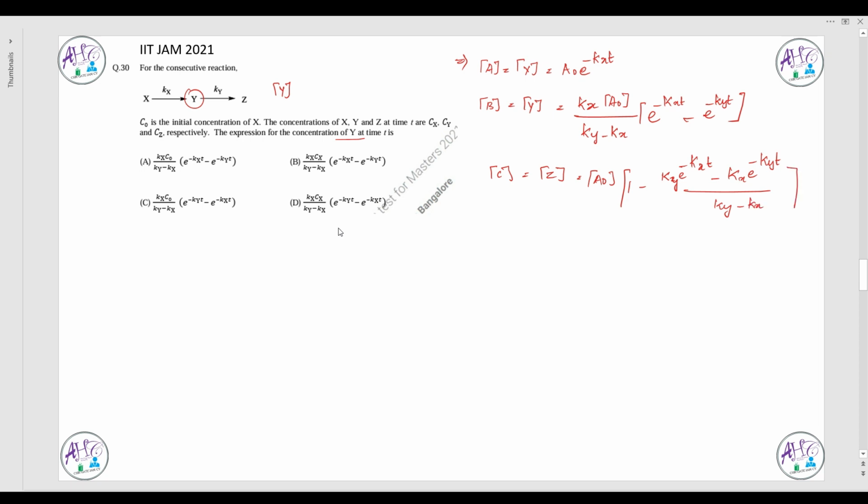So for consecutive reactions, in order to find your concentration of B, you need to solve differential equations. It's much better to remember this formula because differential calculations will definitely take a lot of time. So this is kind of a straightforward question. So you can straight away say your option D is the correct answer.